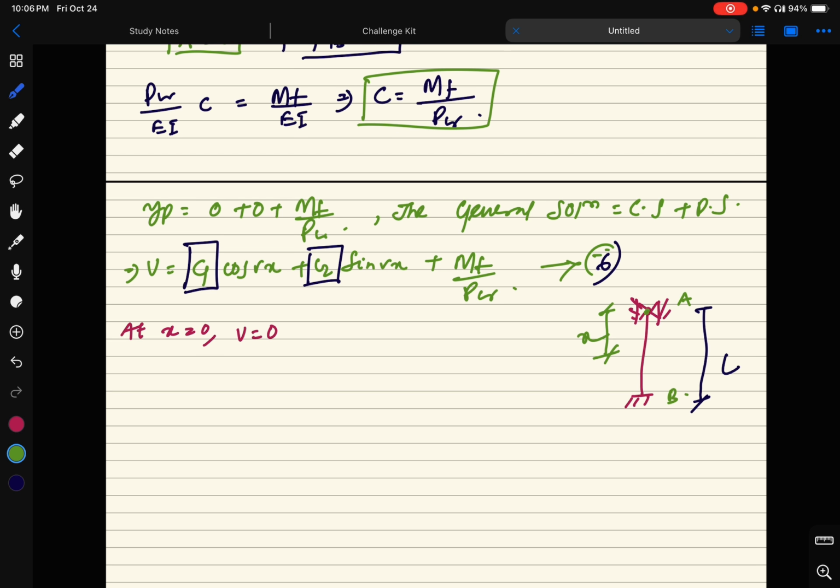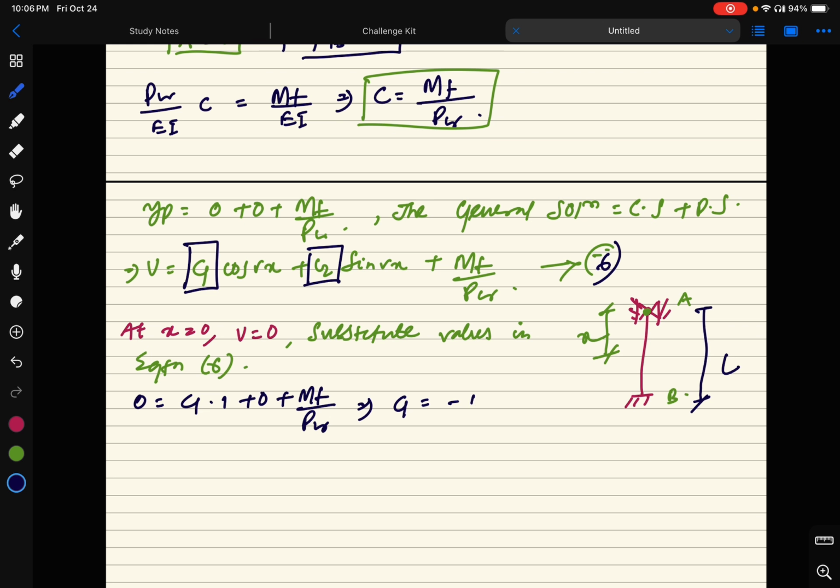So at x is equal to 0, it means at this point there is no deflection or no buckling happening, so this magnitude of buckling is 0. So if we substitute values in equation 6, on the left hand side v is equal to 0, so c1 cos rx, so cos 0 is 1, plus 0 plus mf by PCR, that gives you c1 is equal to minus mf by PCR.